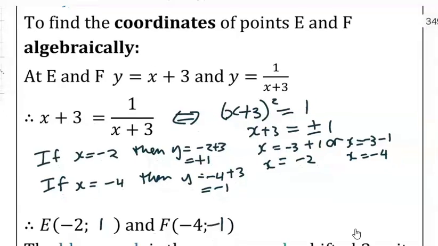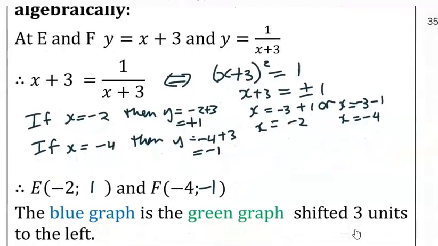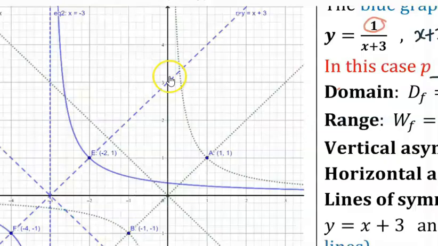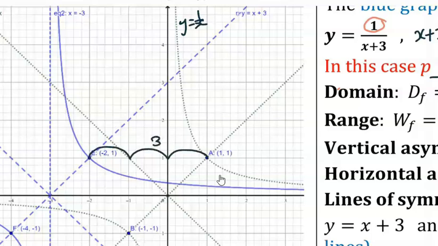So in this case, the blue graph is the green graph shifted 3 units to the left, because our p-value, which is equal to minus 3, is less than 0. That's why we shifted to the left. Here I have my mother graph. This is y equal to 1 over x. And I've moved my vertex 3 units to the left, and my point E is minus 2, plus 1. I calculated it just now.